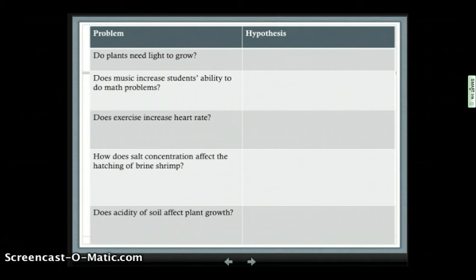Does music increase students' ability to do math problems? Again, think about what the variables are, what's the cause and effect here. Does exercise increase heart rate? How does salt concentration or amount of salt, so we're thinking like low, medium, high amount, how does the salt concentration affect the hatching of brine shrimp? And the last one, does acidity, so the pH level, the acidity of soil affect plant growth? So with acidity, again, we're thinking about whether something is a low acidity would be closer to neutral, a high acidity would be a stronger acid.